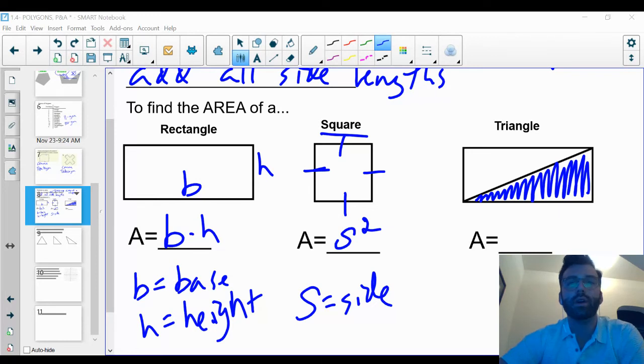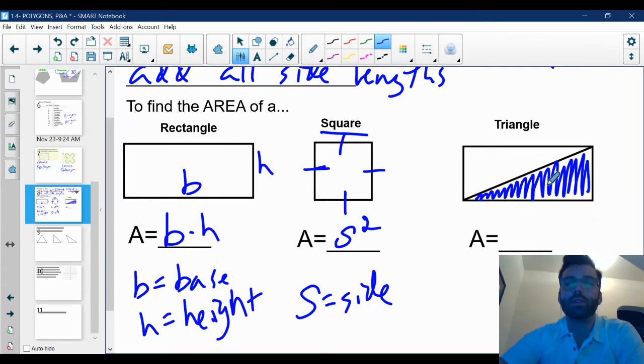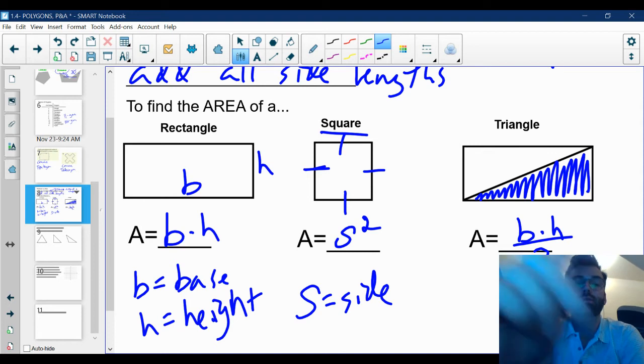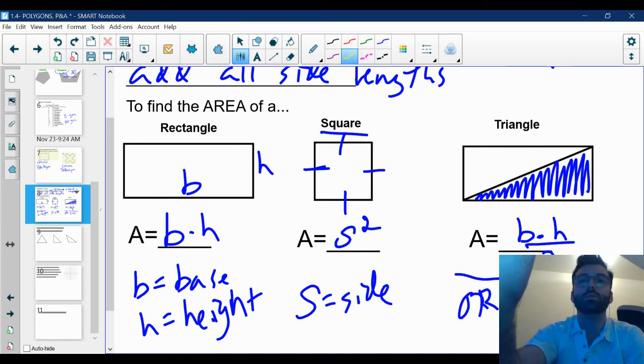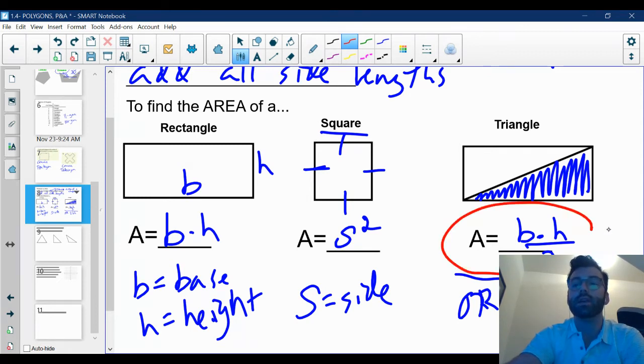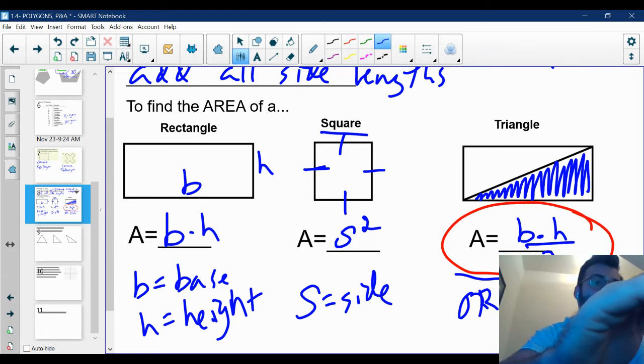I think I'm back. Anyway, now I want to talk about a triangle. If the whole thing to find the area of this rectangle is base times height, what is the triangle in relation to that? Well, the triangle is only half of that. So to find the area of the triangle, I do base times height divided by 2. Or some people find it easier to say 1/2 base times height. We'll be using base times height divided by 2. I think that's easier. It's up to you.